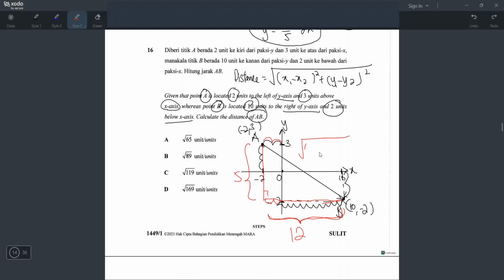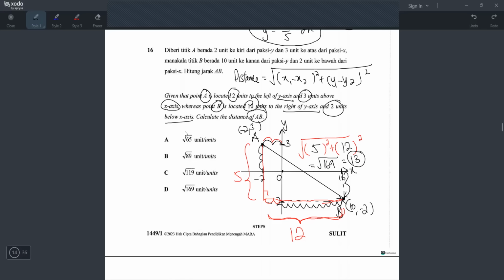It will be square root, bracket squared, and our plus. Why plus? Because I'm finding the longest side in the right angle triangle. I'm finding the hypotenuse. And when we're finding a hypotenuse, you must take the remaining sides squared and then add them together. And then square root. That's why it's 5 and 12. So if you press the calculator, 5 squared plus 12 squared is 169. And then square root of 169 is 13.